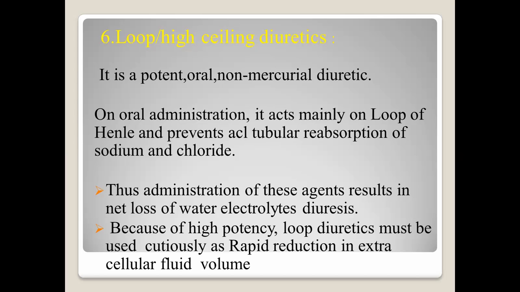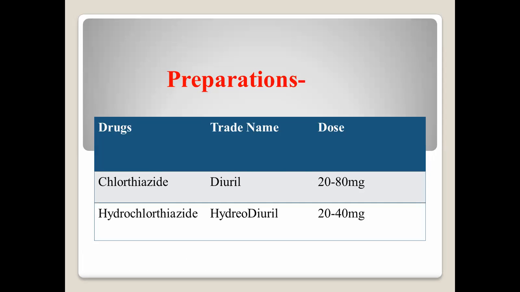Okay, so firstly, this loop or high ceiling diuretic. Tell me the examples of this class. Furosemide. So it is a potent and also oral diuretic, and also a non-mercurial diuretic. On oral administration, it acts mainly on the loop of Henle and prevents the active tubular reabsorption of sodium and chloride. Means the first step of diuresis जे आहे त्याच्यावरती हे ऍक्ट होतात.